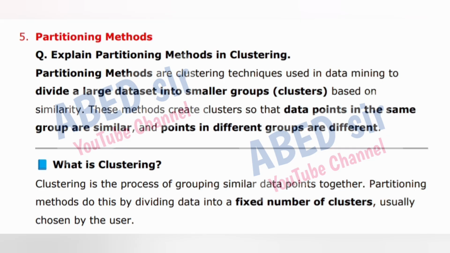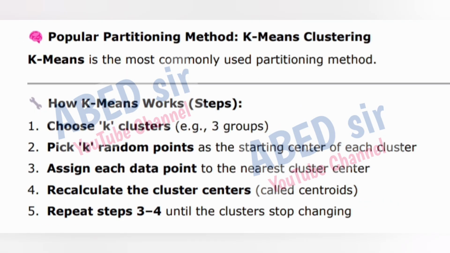are different. What is clustering? Clustering is the process of grouping similar data points together. Partitioning methods do this by dividing data into a fixed number of clusters, usually chosen by the user. Popular partitioning method, K-means clustering. K-means is the most commonly used partitioning method.